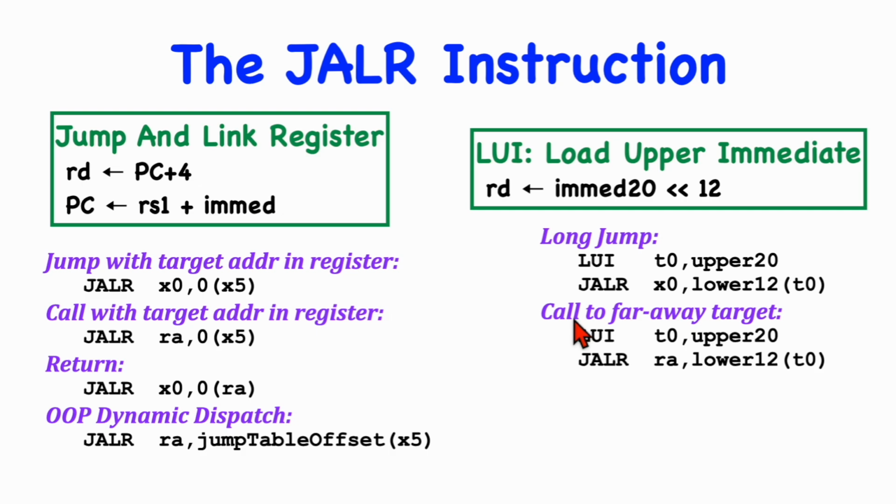We can also do something similar to make a long call. The only difference is that we are also updating the RA register to save the return address. We could also use the add upper immediate to PC instruction instead of the load upper immediate instruction to make such long jumps and long calls. In that case, the address computations would be PC relative, which means that the resulting code would be relocatable and could be placed anywhere in memory.